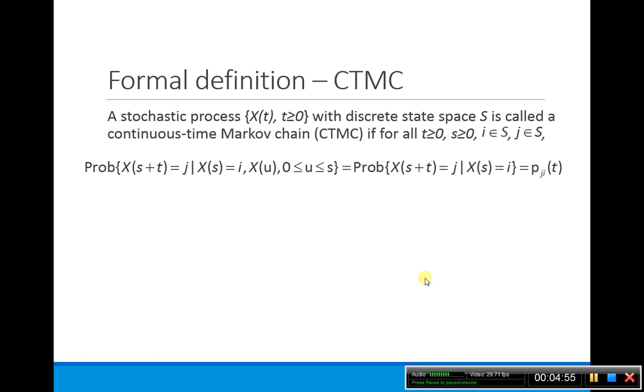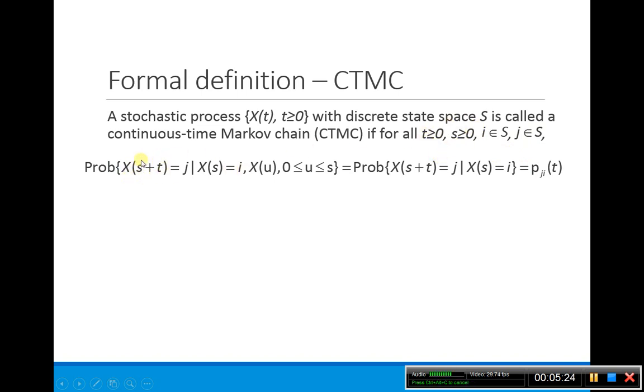Okay, so the formal definition, so we always have to do the formal definition. The intuitive sense is that it can spend a random amount of time, and it has this memoryless property. Okay, so the formal definition is that a stochastic process with discrete state space S, so here we're still assuming that we have a discrete state space S, is a continuous time Markov chain if for any i and j and s and t that are non-negative.